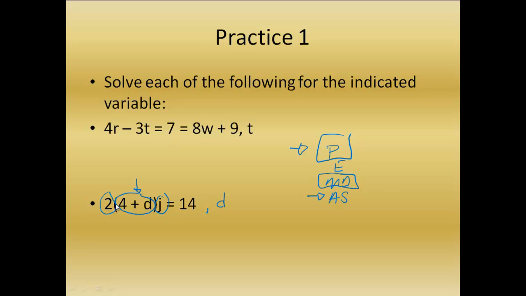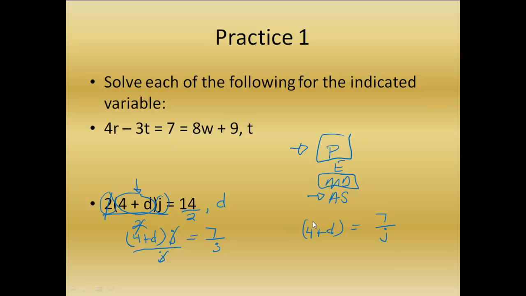I'm going to go ahead and choose to get rid of this times by 2 first. So I'm going to divide everything by 2 and divide everything by 2. Those cancel out. So I have 4 plus D still inside parentheses times that J is equal to 7. Now I'm going to get rid of that timesing by J because there is another multiplication. I can't get inside those parentheses yet. So I'm going to divide everything by J. And over here they cancel out, so I will have 4 plus D is equal to 7 divided by J.